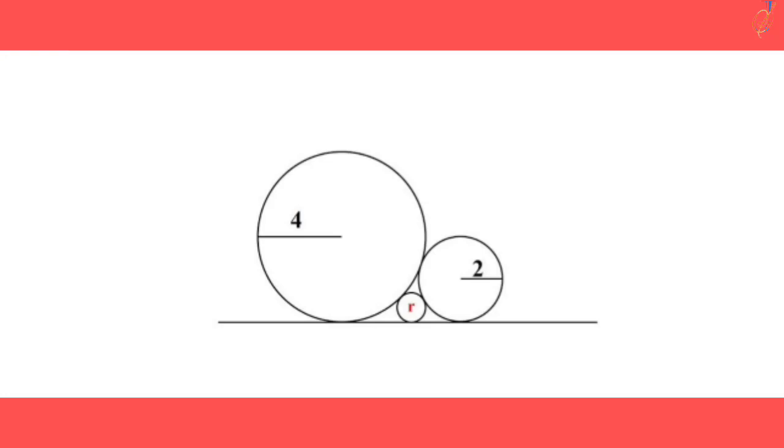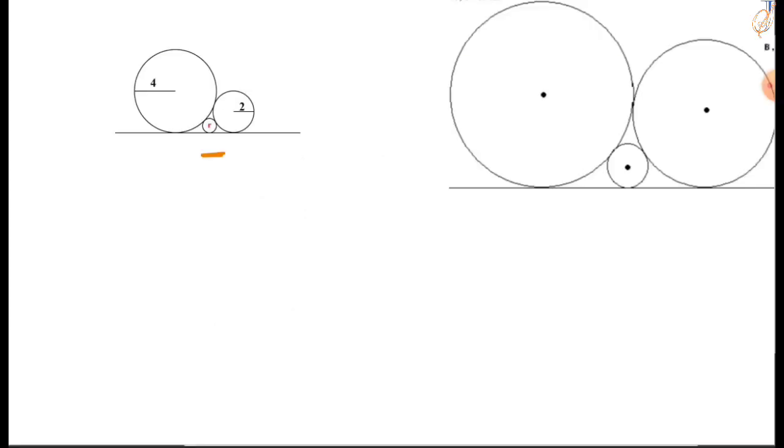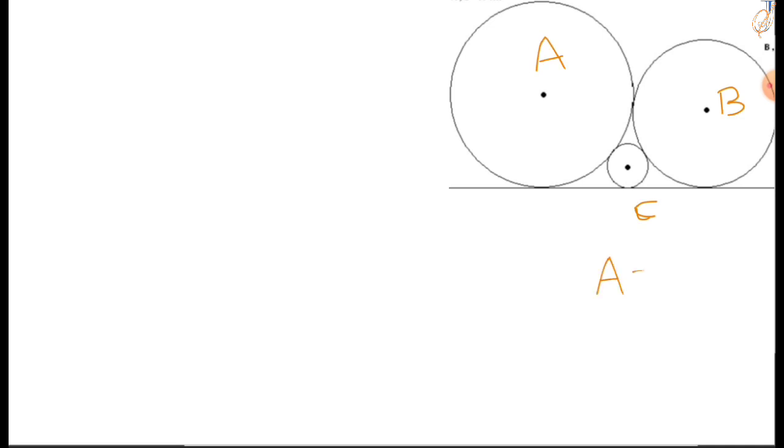In this video, we are going to find out the radius of this small circle. Before that, let's see the relation between the radii of three circles. The given information is we have one common tangent and three circles. So label this A, this B, this C. Consider the circle A has radius R1, circle B has R2 and circle C has R3.